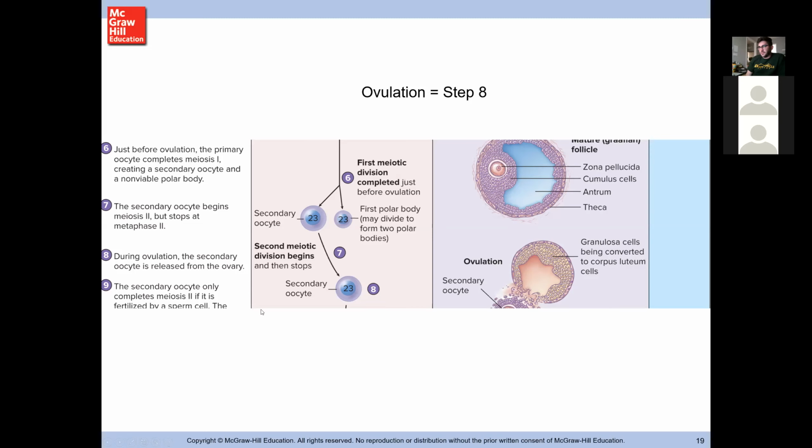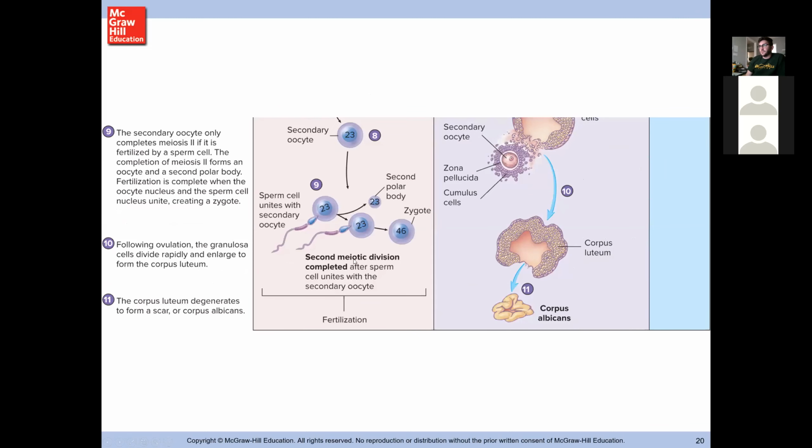And then finally, it's not pictured here, the secondary oocyte only completes meiosis 2 if it's fertilized by the sperm cell, right? So if the sperm cell ends up being able to fuse with it, then it can complete the second round of meiosis, okay? So the completion of meiosis 2 forms an oocyte and then a second polar body right here. So these polar bodies are kind of non-functional forms of these oocytes. They end up going off and then being degraded over time.